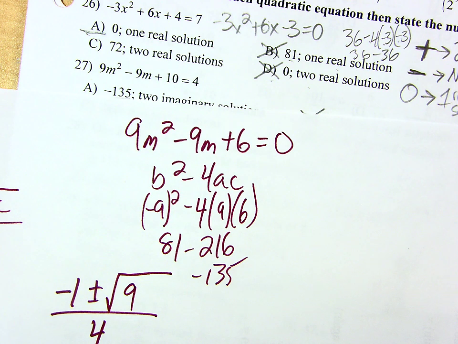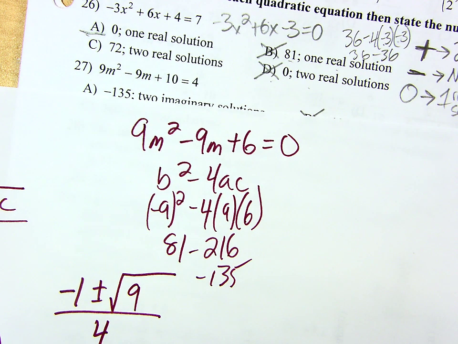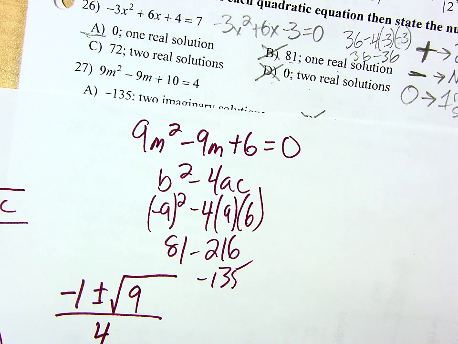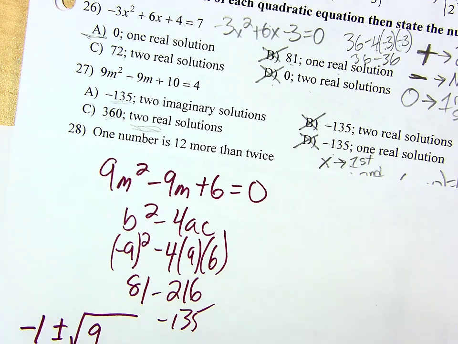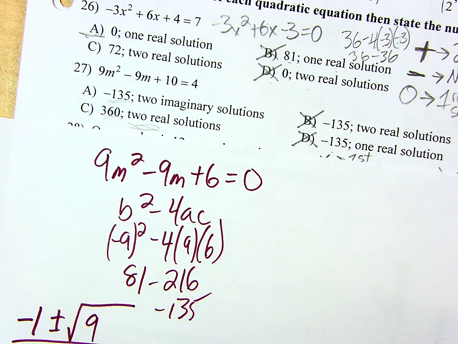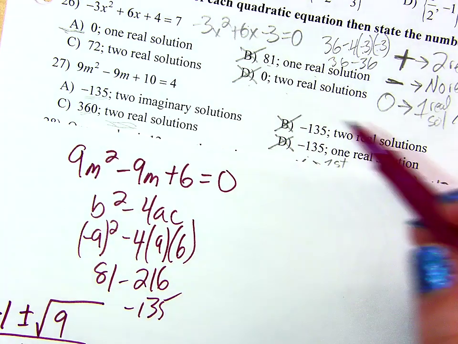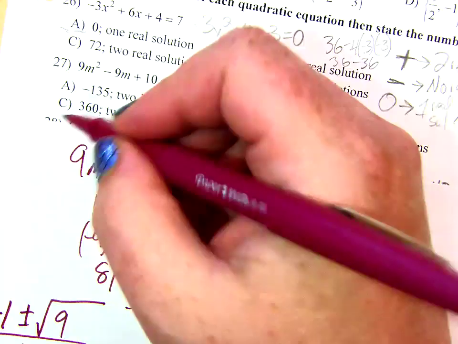So how many solutions will this thing have? No real solutions. If you're a negative person, you have no friends. Or you have two imaginary friends. Same thing. So there it is, choice A.